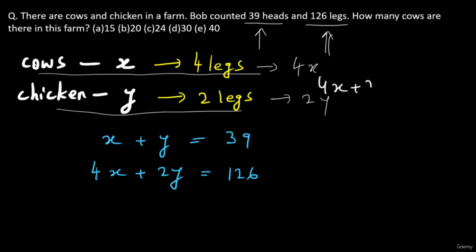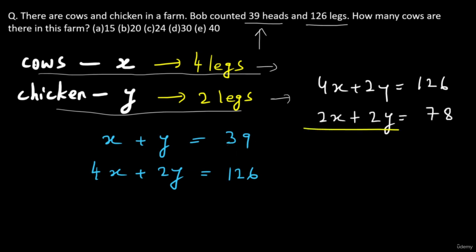Alright, now let me write this equation over here. 4X plus 2Y is 126. Over here I have X plus Y is equal to 39. Let's multiply it throughout with 2 and I get 2X plus 2Y is equal to 78. Now let me do A minus B. If this is equation A, this is equation B. A minus B will give me 4X minus 2X, that is 2X, and 2Y minus 2Y gets cancelled.